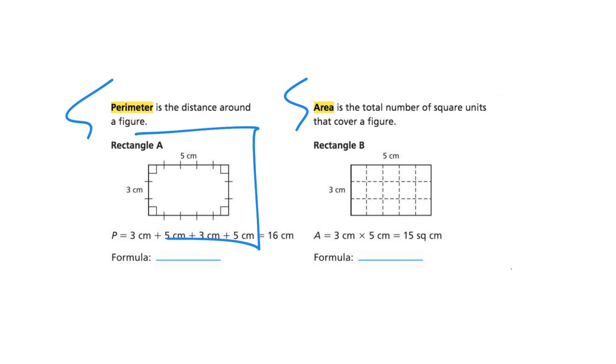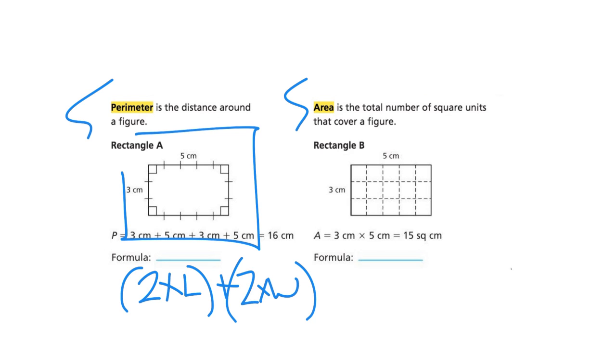Remember, perimeter is the distance around an object. To get the formula for perimeter, you'd basically do 2 times the length and then add that to 2 times the width, and that will give you perimeter. Or you can just add all 4 sides up together.